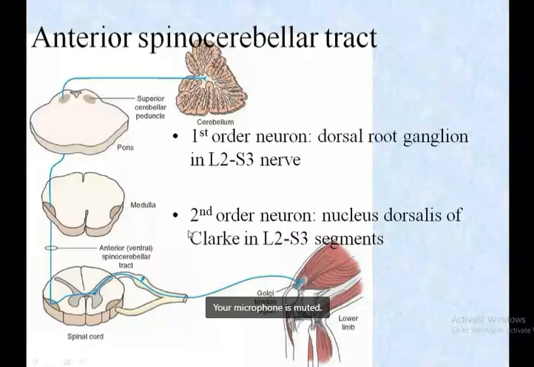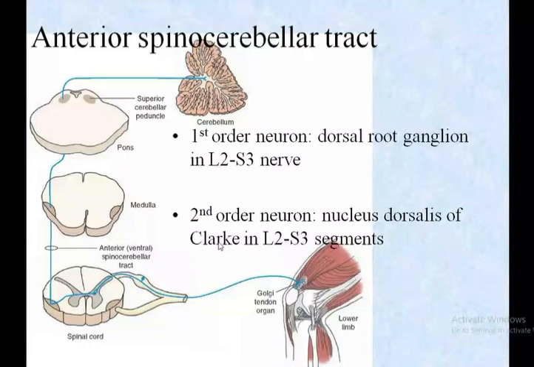The second order neuron of this anterior spinocerebellar tract is present in the nucleus dorsalis of Clark in the L2 to S3 segment. Have you studied the Rexed layers of the spinal cord? At least you must have heard about them. There are laminae 1, 2, 3, 4, 5, 6, 7, 8, 9, and 10 of the spinal cord. The dorsal horn is divided into different laminae, and the 10th one is present around the central canal of the spinal cord.